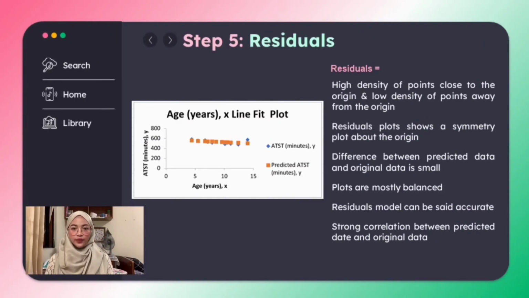Lastly, we analyze the graph to observe the residuals. Based on the graph, there is high density of points close to the origin and low density of points away from the origin. The residual plot shows a symmetry plot about the origin. Furthermore, the difference between predicted data and the original data is small. We can say that the plots are mostly balanced. Thus, the residuals model can be said accurate. There is strong correlation between the predicted data and the original data. That is all for regression.